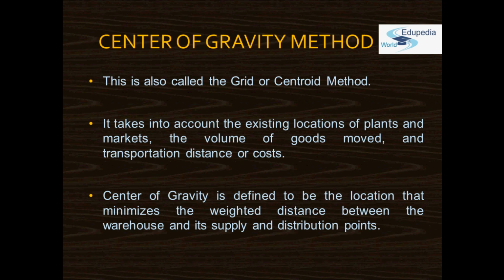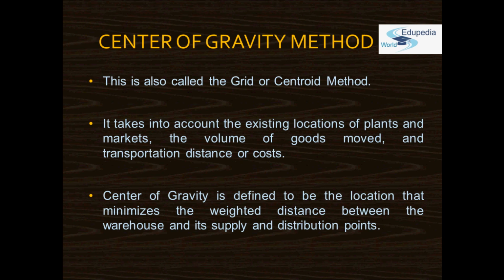Okay, it takes into account the existing locations of plants, the market, the supply center, and so on. Further, it takes into account the volume of goods which are to be moved from these centers and the transportation distance or the cost. So basically this is based on the principle of cost consideration, as we know that the cost is a function of the distance moved or the volume of goods which are to be moved from one location to the other.